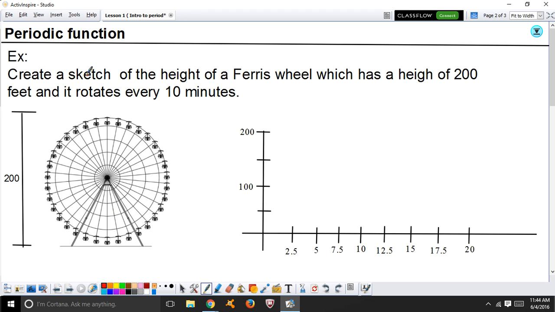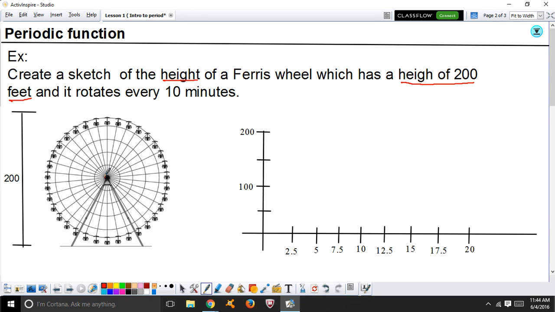Here, we have an example, which, if you read it, says we need to create a sketch of the height of a Ferris wheel. We know that the height of the Ferris wheel is 200 feet, and it takes 10 minutes to complete a full cycle.